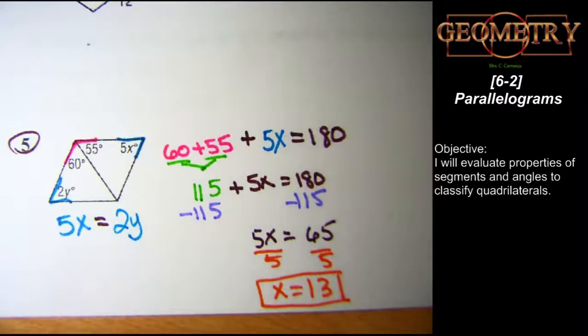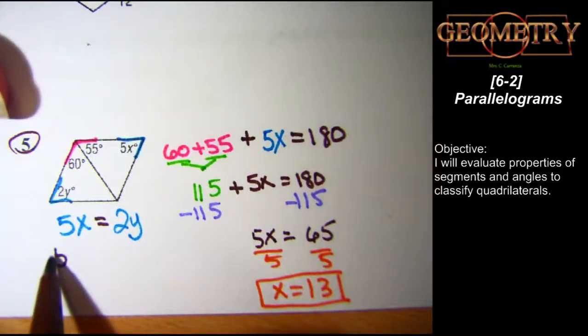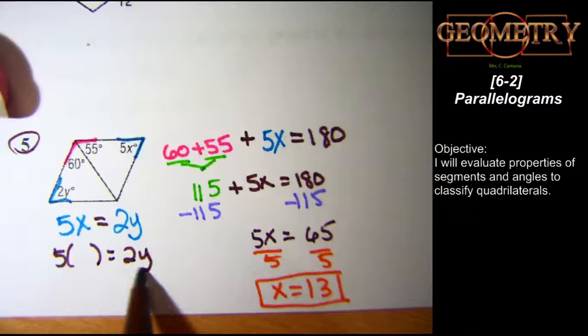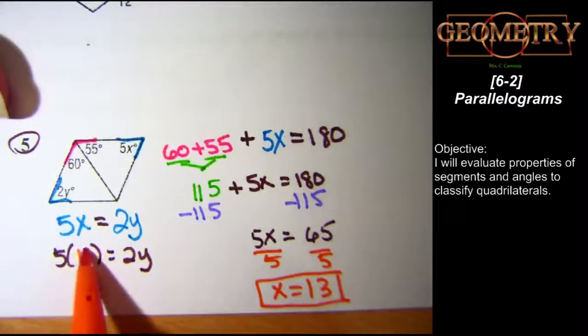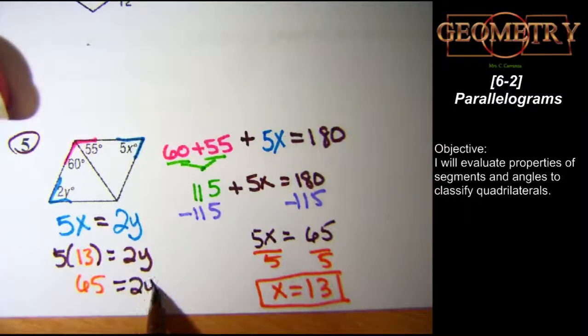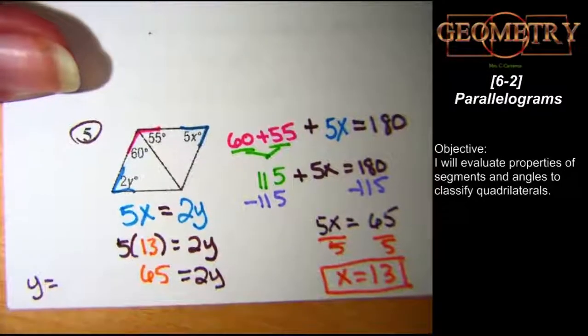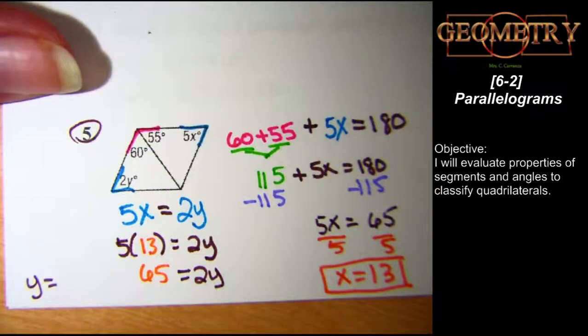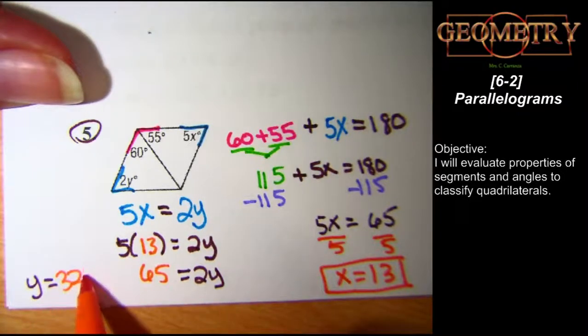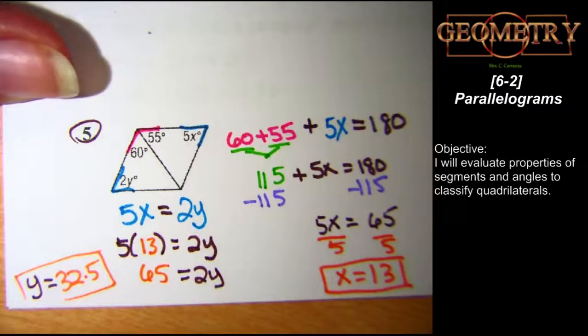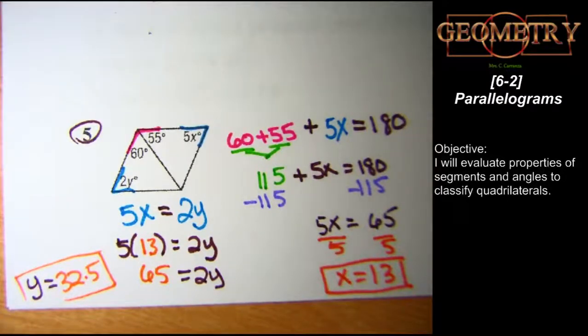Oh hey, now I have a value for x, right? Now this one becomes really easy. And y equals 32.5. Okay. I'm done.